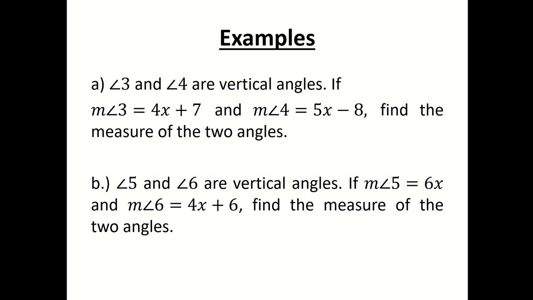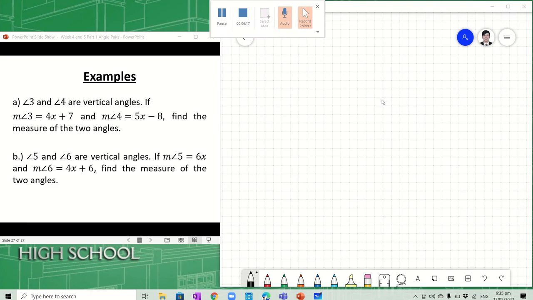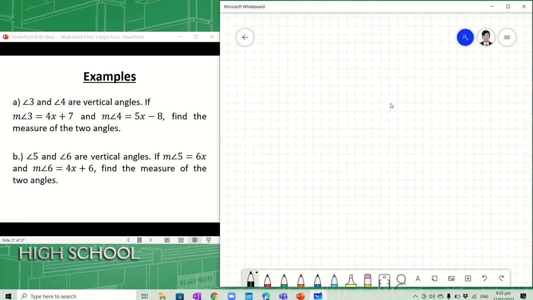And then we have here examples. So we have here two problems. For example, for A, angle 3 and angle 4 are vertical angles. So if the measurement of angle 3 is 4x plus 7 and the measurement of angle 4 is 5x minus 8, we are asked to find the exact measure of the two angles. So we're not just asked here what is x, okay? We're asked what is the measurement of angle 3. So once alam mo na kung ano yung x, substitute mo lang doon sa representations.